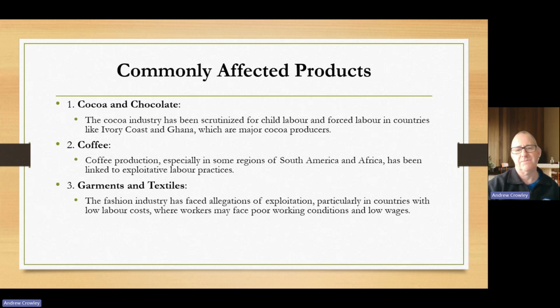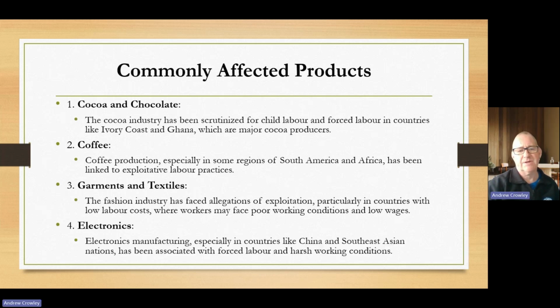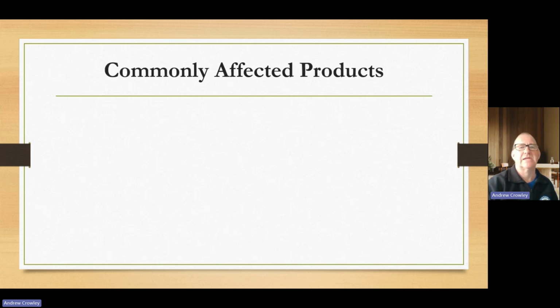Garments and textiles, the fashion one is fast fashion. The fashion industry has faced allegations of exploitation, particularly in countries with low labour costs, where workers may face poor working conditions and low wages. So the prime victim of this is fast fashion, where you buy very cheap garments from low paid workers or no paid workers. Electronics: electronic manufacturing is usually outsourced, often to countries like China and Southeast Asia, and is associated with harsh working conditions as well as forced labour.